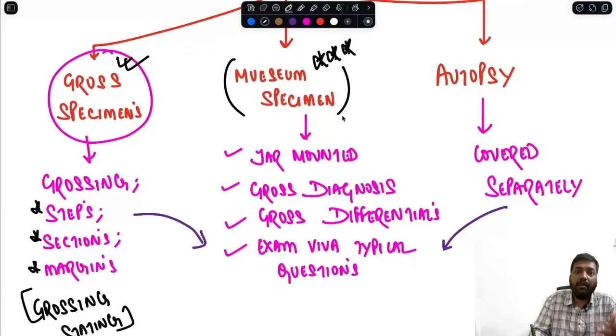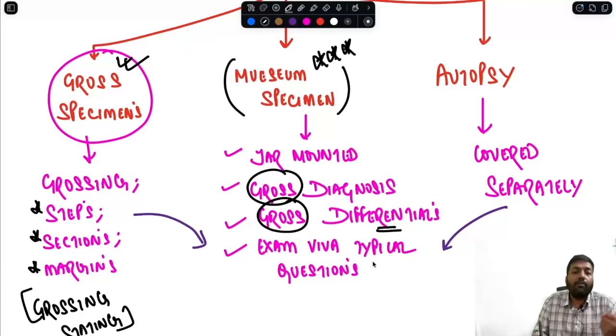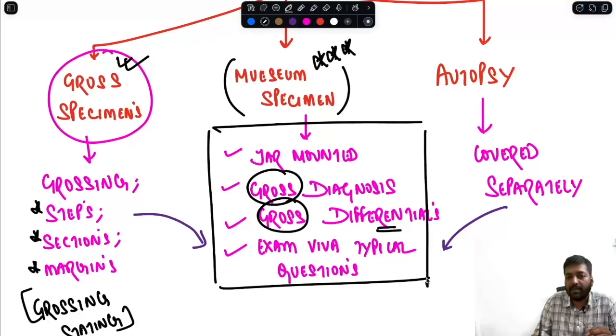Sometimes you will have a table viva. Everyone has a table viva for museum specimens. These are also surgical specimens. These are usually jar mounted formalin fixed specimens, wherein more importantly we have to give a gross diagnosis, then the gross differentials, and there are certain typical viva questions which are asked over there. In today's topic of discussion we are mainly going to concentrate on this part, the museum specimens. But remember, in any of these stations, questions on the steps of grossing or autopsy may also be asked to you in the museum specimen station.